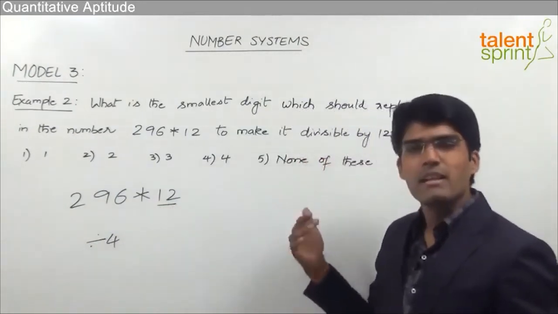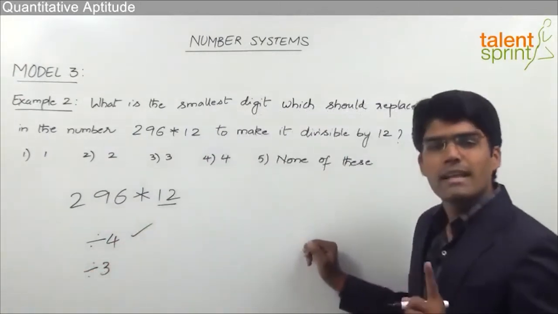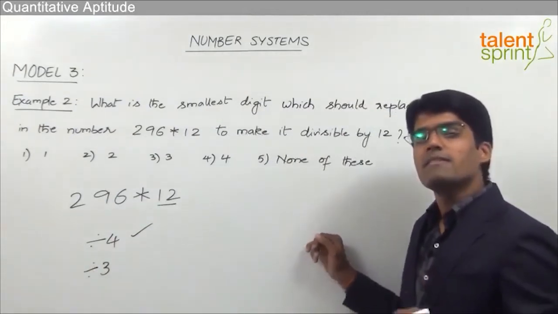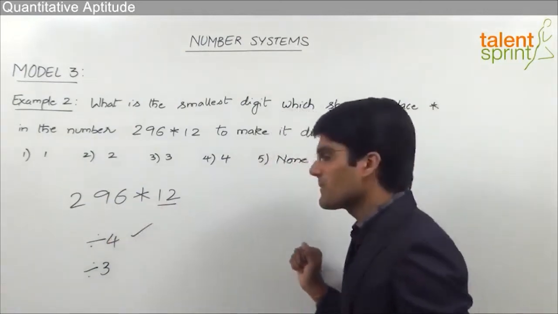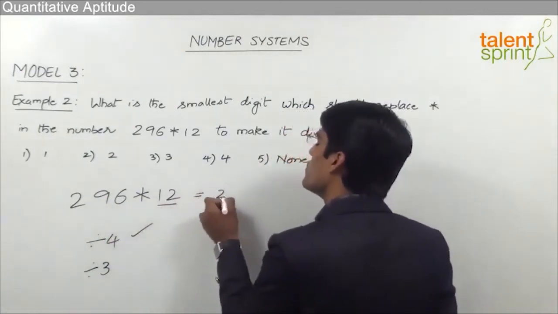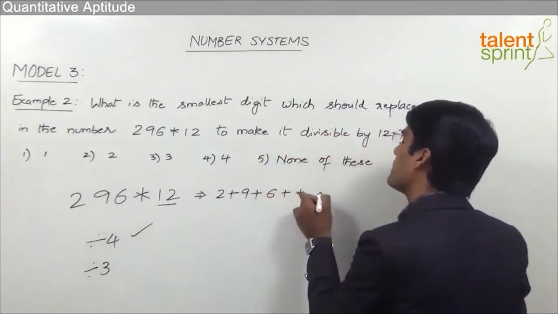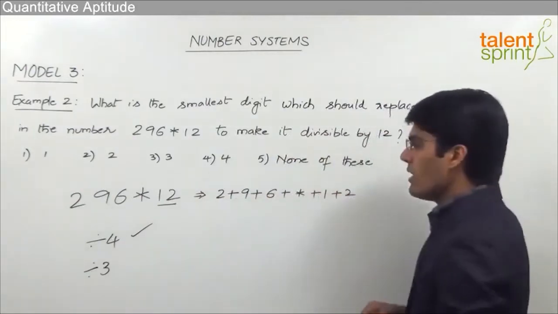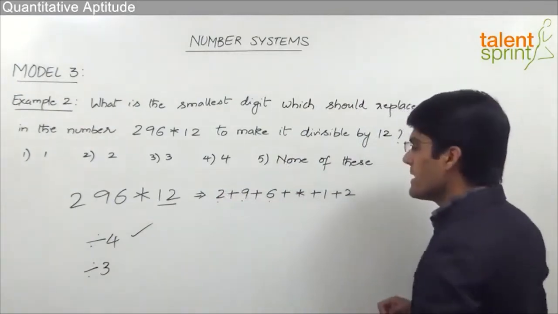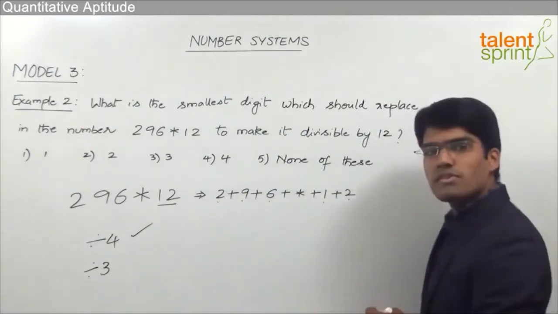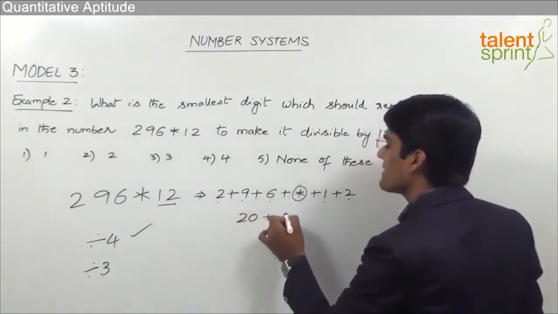Let us now go for the divisibility for 3. As the number is divisible by 4, let us now check for 3. We know that for a number to be divisible by 3, the sum of its digits has to be a multiple of 3. So let us find the sum of the digits in this case. The sum of the digits is 2 plus 9 plus 6 plus star plus 1 plus 2. So let us add all the digits here. 2 plus 9 is 11, plus 6 is 17, plus 1 is 18, and plus 2 is 20. The left-out value here is star. So the sum of the digits is 20 plus star.